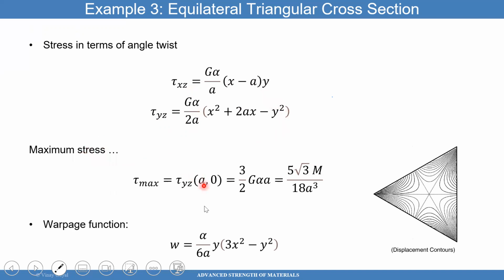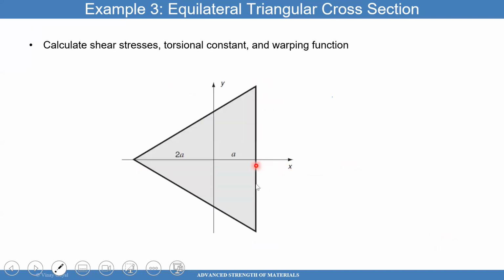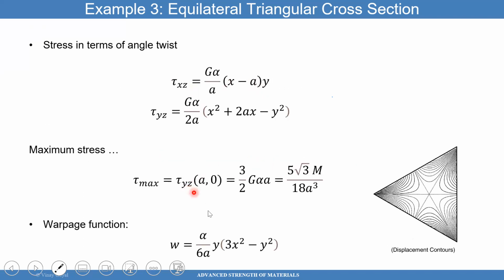The maximum stress actually happens at a comma 0, which is over here for that problem. Did I figure that out by just memorizing? No, you just plot it and you'll find that it's there. That's the max stress. The displacement contours are going to look like this. The warpage is going to look like this, it's going to come out of the page again. So if you know how much torque you're applying and you know the geometry, then you know how much shear stress you have. That's what the formula is giving you.